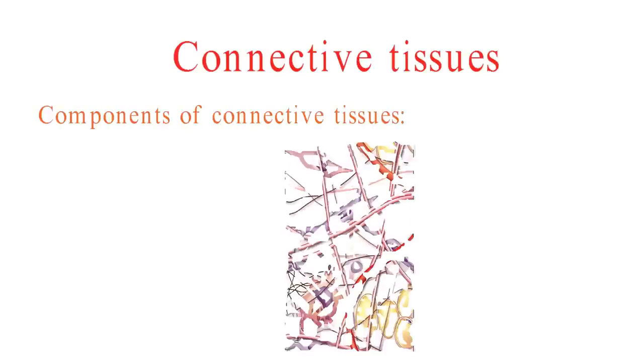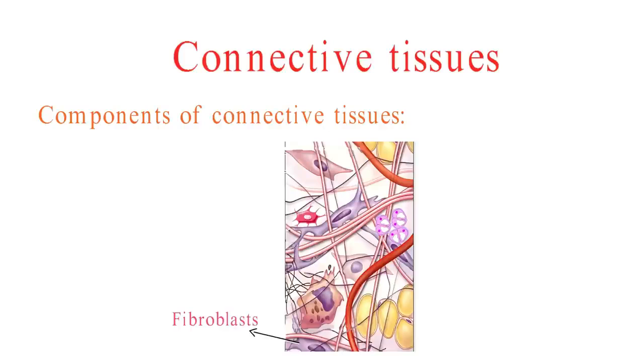Now, let's take a closer look at what makes up connective tissues. Connective tissues contain various cell types, including fibroblasts, which produce the extracellular matrix, adipocytes, responsible for fat storage, and chondrocytes and osteocytes, found in cartilage and bone, respectively.